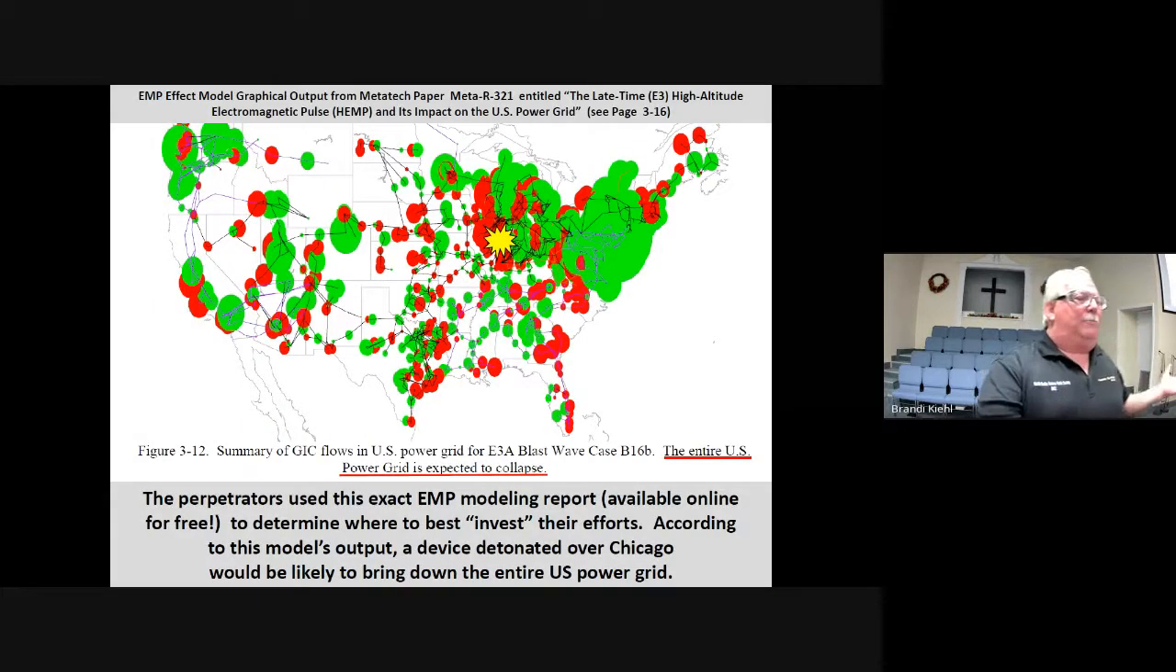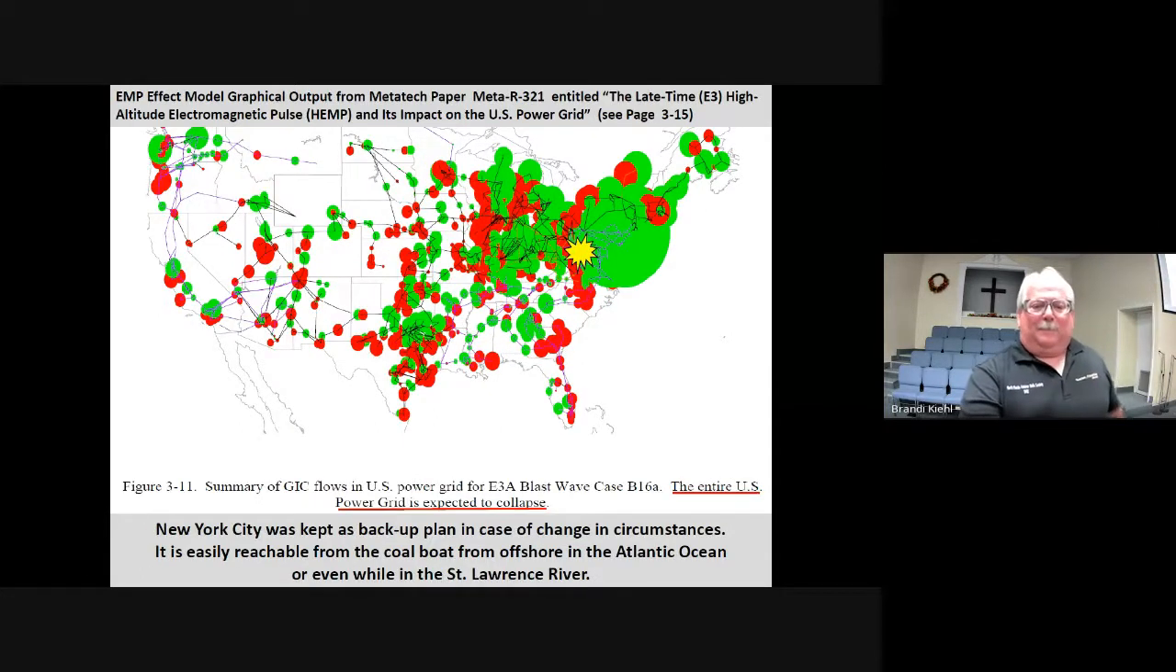Here's the graphical output from the report. You can see the big bang, the yellow star in the middle, and the green and red are basically effect areas, places where the ground currents created by the E3 pulse are going to tear up equipment.